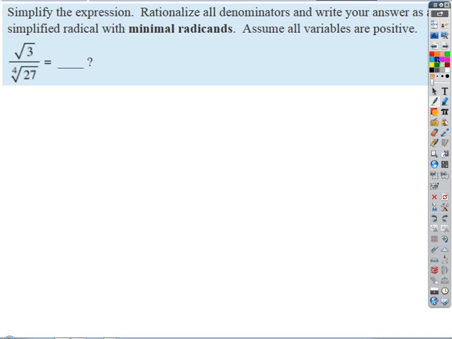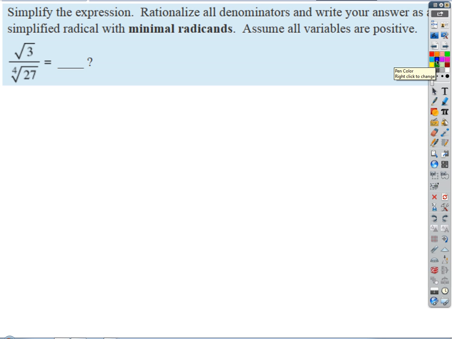Ideas on this one? Kirk, you got an idea? First of all, you can simplify the bottom. Okay, well, how could you rewrite the bottom?